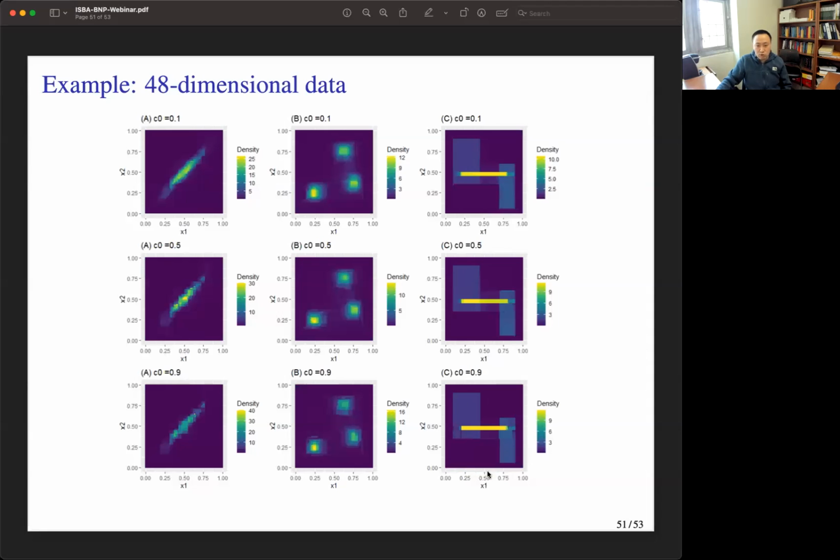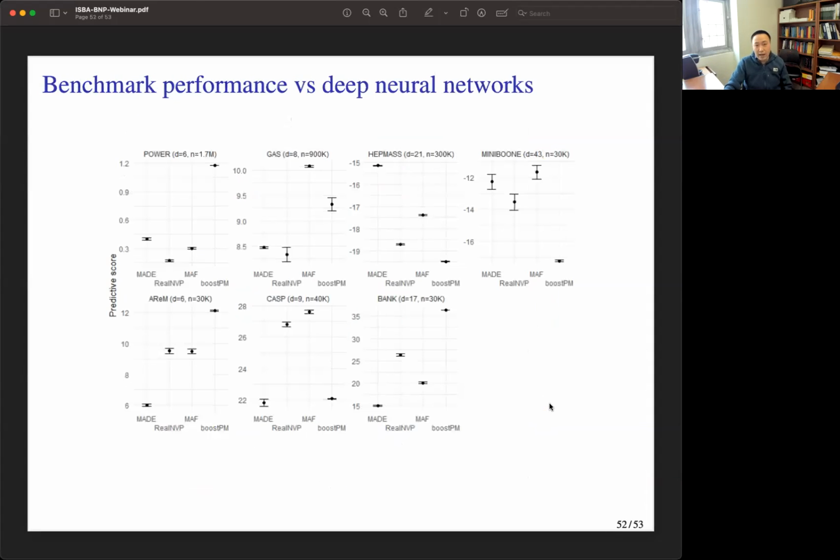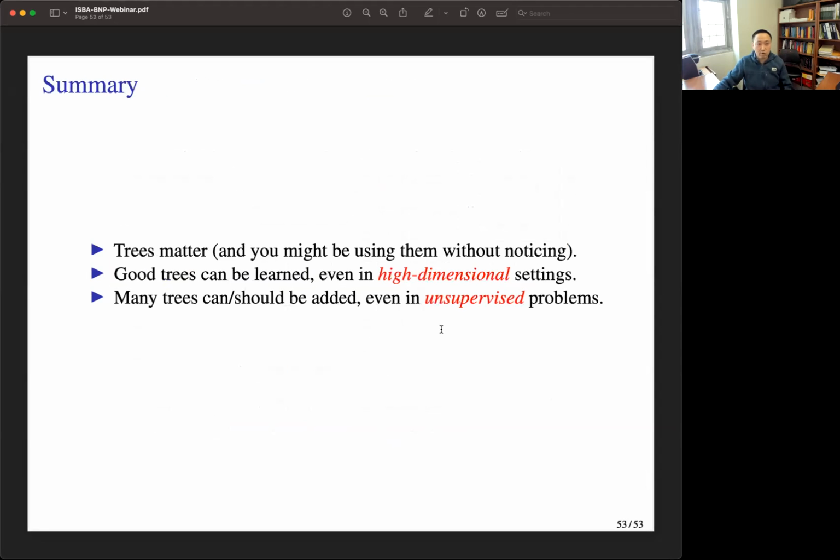Now, of course, if the truth is very blocky, then that doesn't really buy you much. All right, I'm going to stop here. And to summarize three points, I think trees do matter and they are helpful. And if you've been using state breaking processes, you are using them without noticing, perhaps. And a second comment is that good trees can be learned, even in high dimensional settings, with recent computational advances.